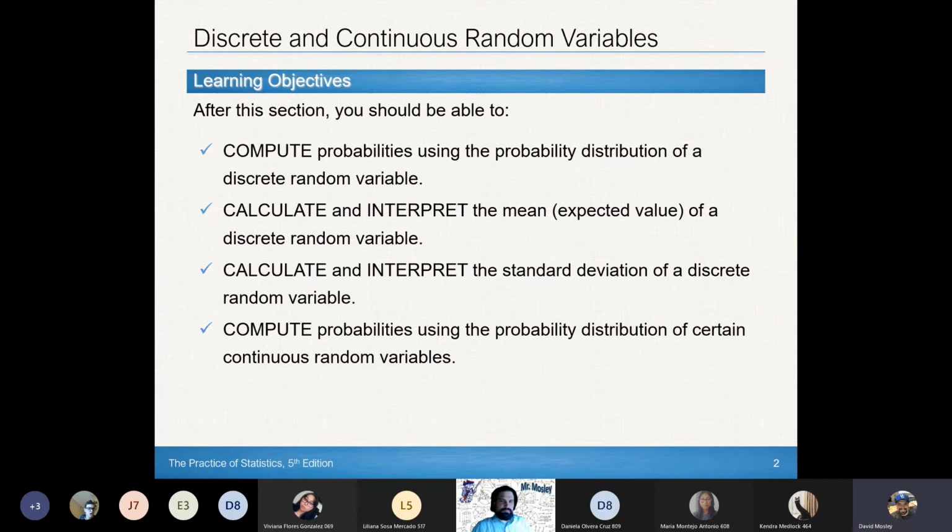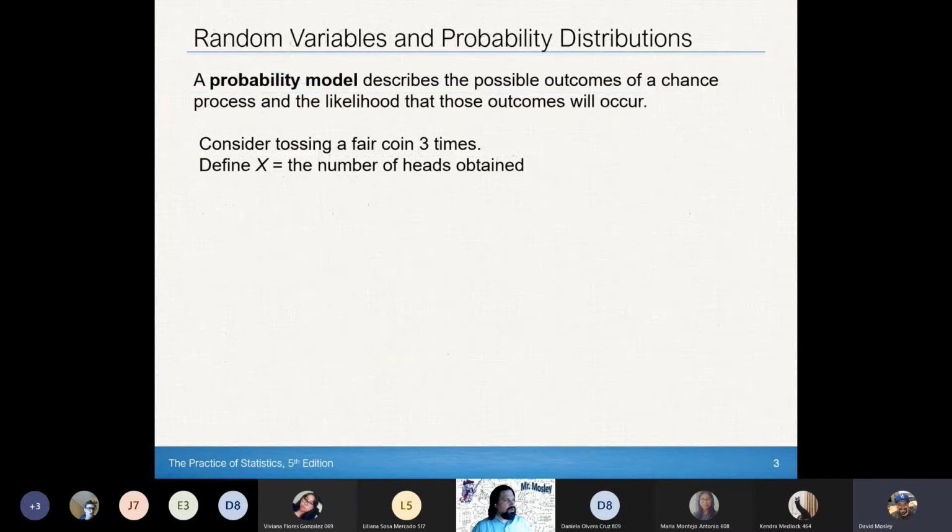All right, so here we go. First, random variables and probability distributions. A probability model describes the possible outcomes of a chance process and the likelihood that those outcomes will occur. Consider tossing a fair coin 3 times. We will define the random variable X, a capital X, to be the number of heads obtained. So we flip a coin 3 times, and X contains the value of how many heads we had.